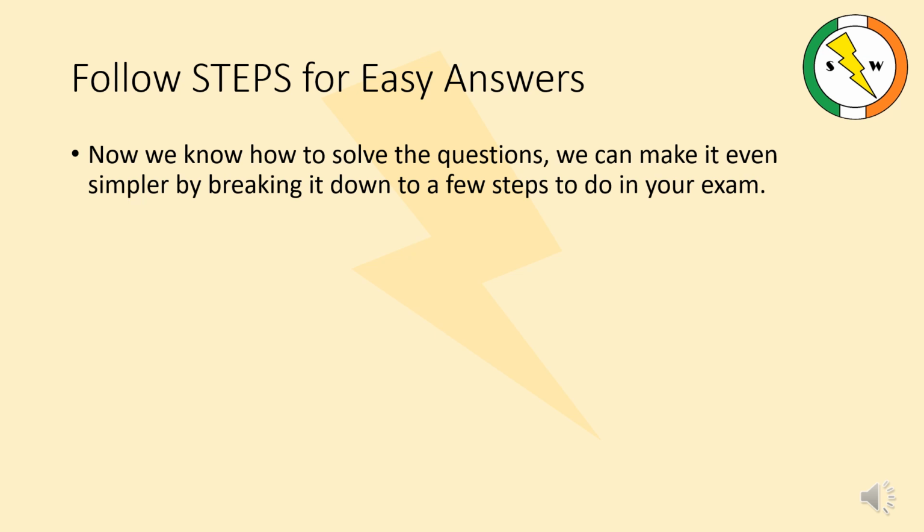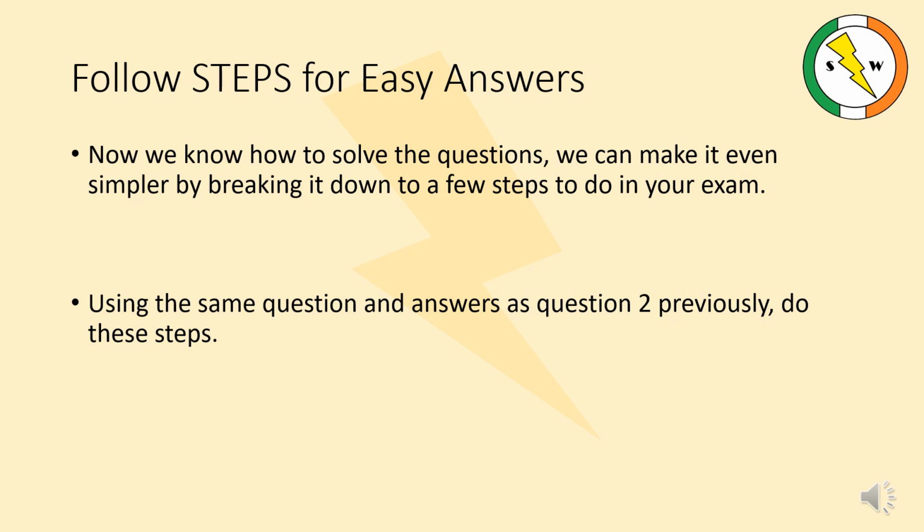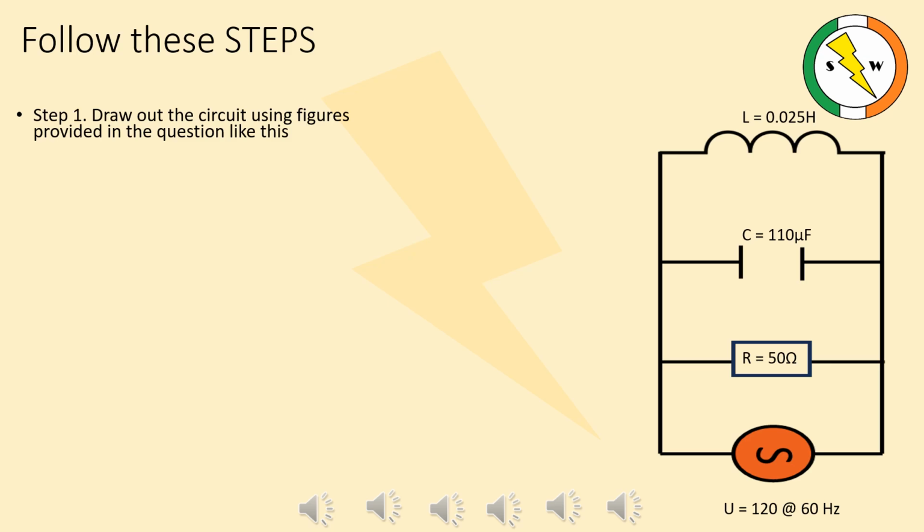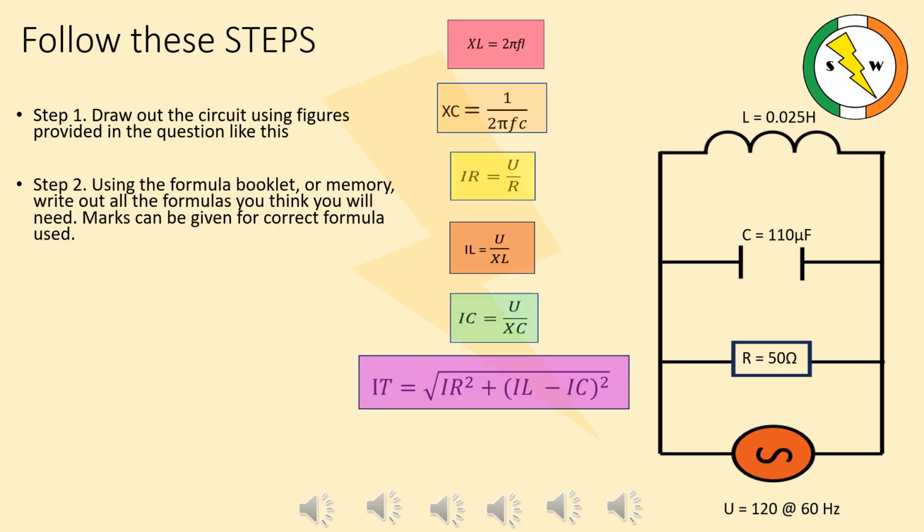Now we know how to solve the questions. We can make it even simpler by breaking it down to a few steps to do in your exam. Using the same question and answers as question 2 previously, do these steps. Step 1. Draw out the circuit using figures provided in the question like this. Step 2. Using the formula booklet, or memory, write out all the formulas you think you will need. Marks can be given for correct formula used.